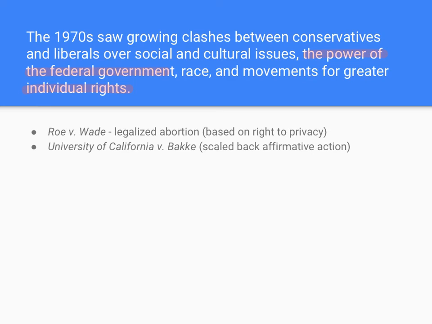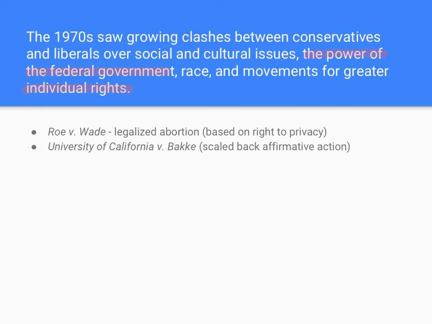Roe v. Wade is the decision that legalized abortion, essentially mandating that states could not prohibit abortion. They could limit abortion, but they could not fully prohibit it. And it was based on that right to privacy that was established in the Griswold case under the Warren Court. And so Roe v. Wade expanded individual rights in the tradition of the Warren Court, just like the Warren Court decisions had.